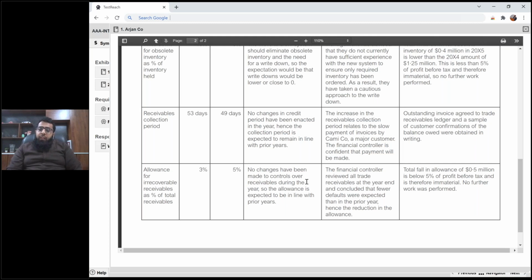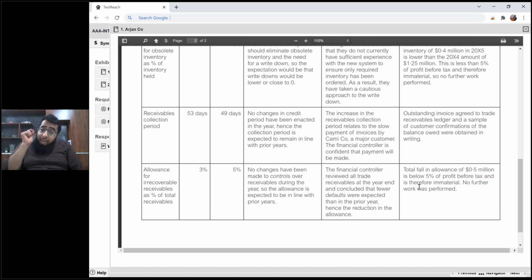The financial controller reviewed all receivables at the year end and concluded that fewer defaults were expected than in the prior year, hence the reduction in allowance. Total fall in allowance of 0.5 million is below 5% of PBT and is therefore immaterial. No further work was performed. Again, the auditor's approach is wrong.